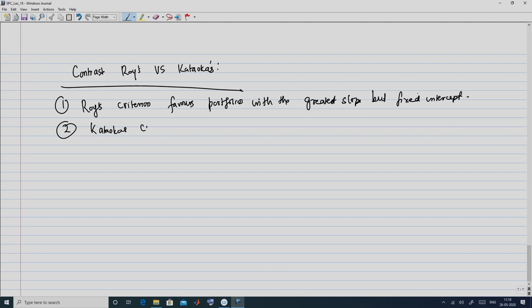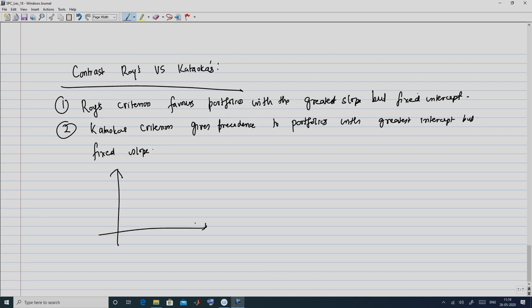And from the discussion we have completed just now, Kataoka's criteria gives precedence to portfolios with greatest intercept but fixed slope. So, in case of Roy's criteria, in the sigma p, ERP plane, you have a fixed intercept, but you will pick up the portfolio that has the highest slope. You get a slope, but the intercept is fixed. This is the crux of Roy's criteria.